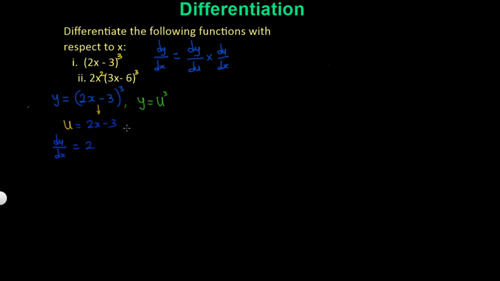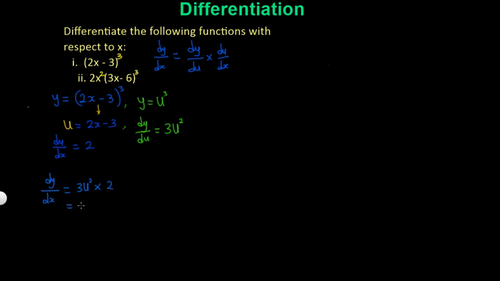So we have to differentiate this y with respect to u. Then dy/du becomes 3u raised to the power of 2. Now that we have dy/du and du/dx, we can finalize our differentiation to say dy/dx will be equal to dy/du, which is 3u raised to the power of 2, multiplied by du/dx, which is 2.